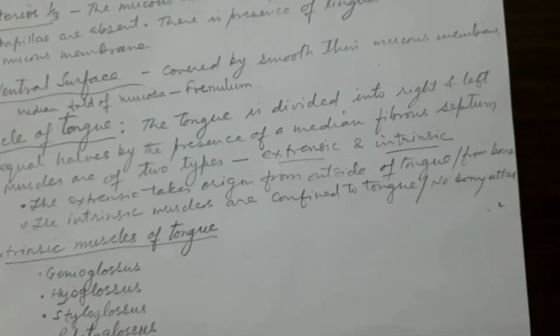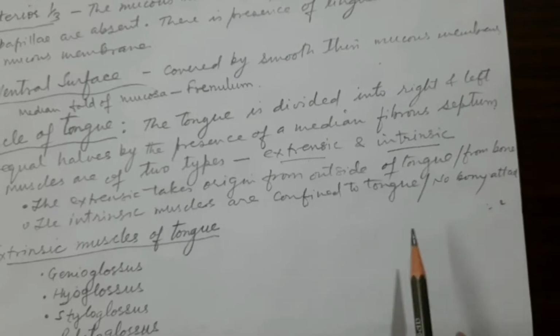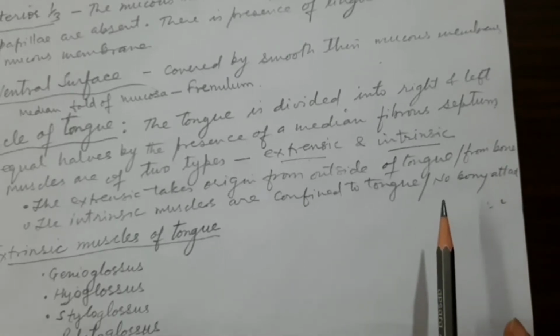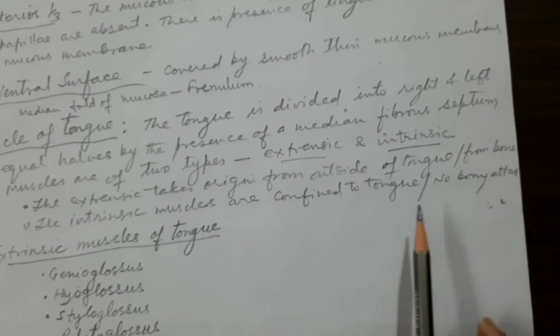The extrinsic muscles of the tongue take origin from outside, which means they are not confined within the tongue. They have the bony attachment at their origin outside the tongue, and then the skeletal muscle fibers come into the tongue to get attached to the mucous membrane of the tongue, and when they contract, they move the tongue.